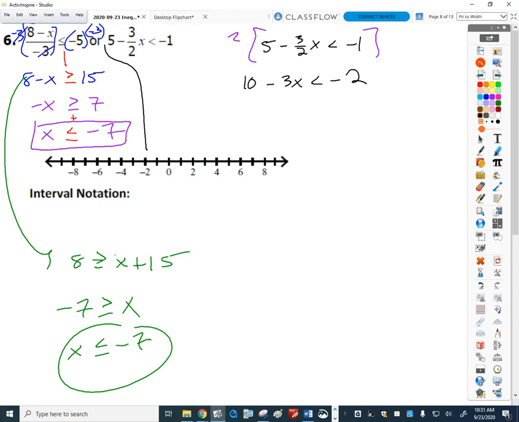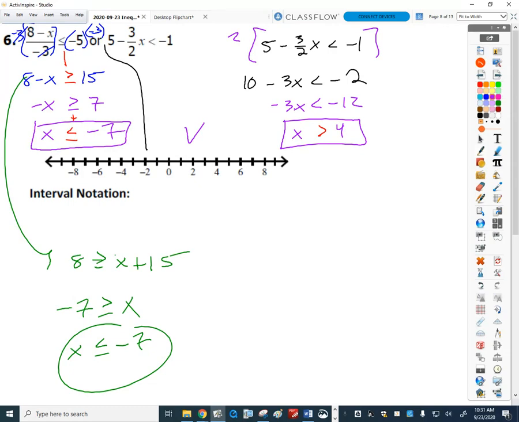Subtract 10 from both sides. So I get -3x is less than -12. Divide by -3, right? Which means I've got to flip my sign around. And so there's my final solution. x is less than or equal to -7, or x is greater than 4.